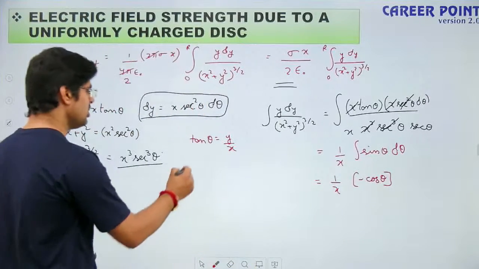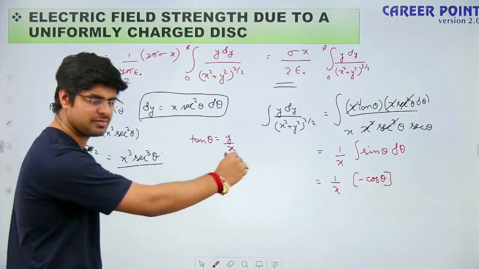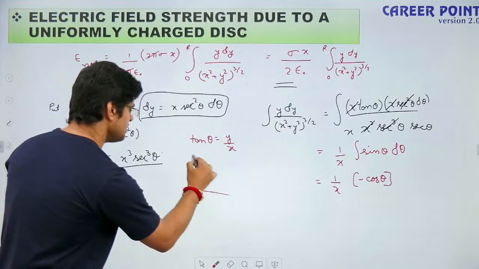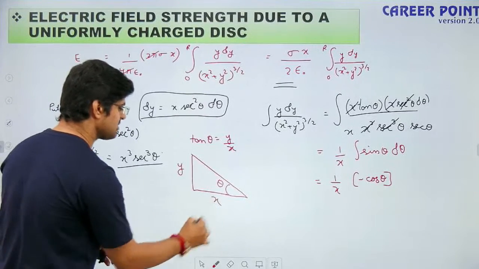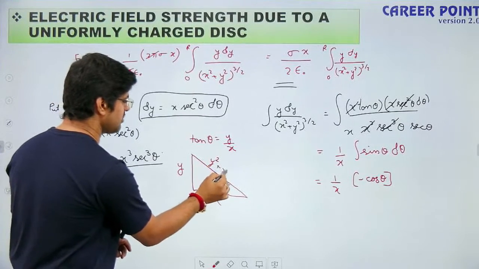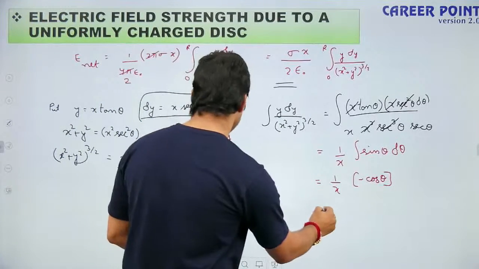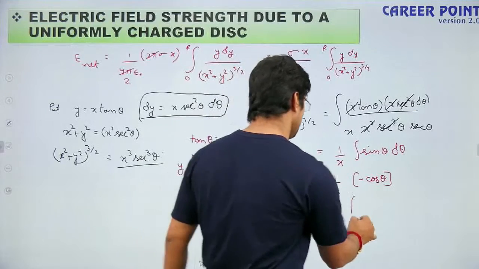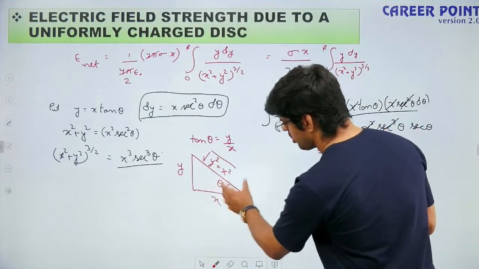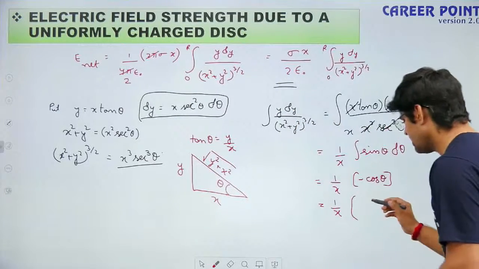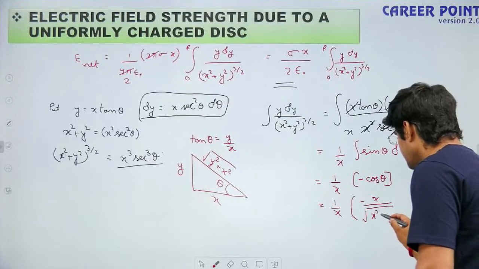Okay. So tan theta is equals to y by x. If tan theta is equals to y by x, what we can do here? We can make a triangle. If this is theta, this is y, this is x. So you can say this is under root of y square plus x square. Is that clear? So now 1 upon x, and instead of the value minus cos theta I can mention minus of cos theta, which will be base by hypotenuse. So what is base? X is base, hypotenuse is under root of x square plus y square.